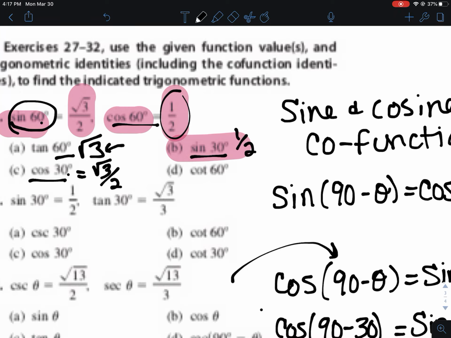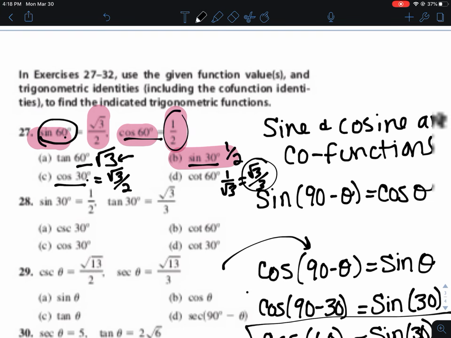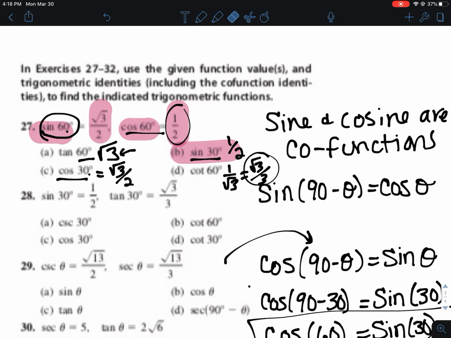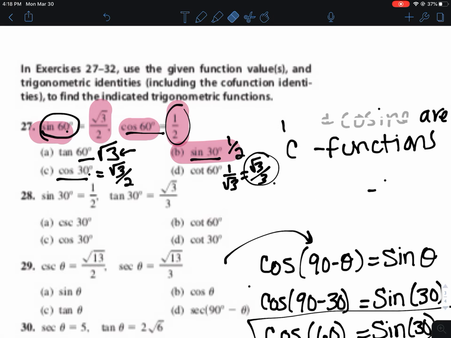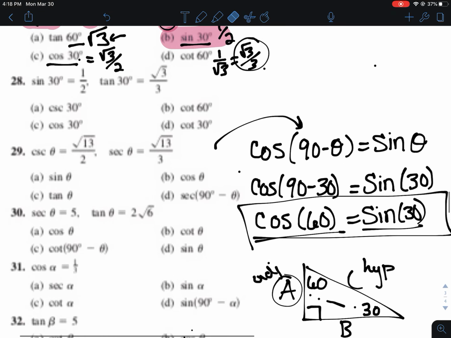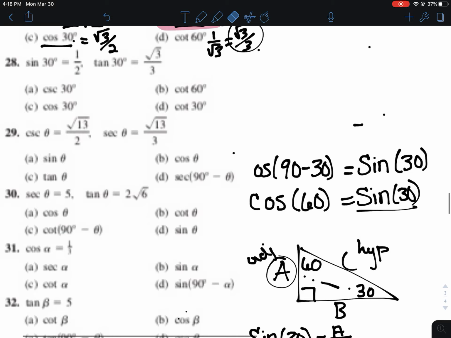And then cotangent of 60 would just be the reciprocal of tangent of 60. So it's 1 over the square root of 3, or square root of 3 over 3. Right. Let's do one more together just to make sure you got the hang of it. But remember, keep going back to those trig identities that we're going to be using here.